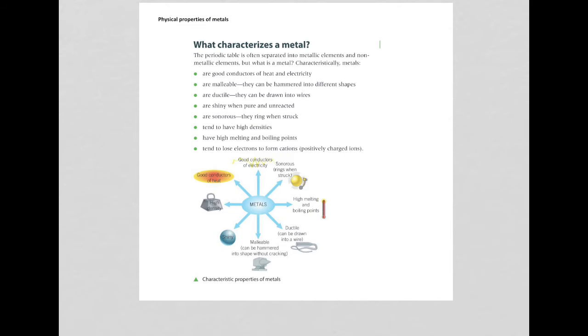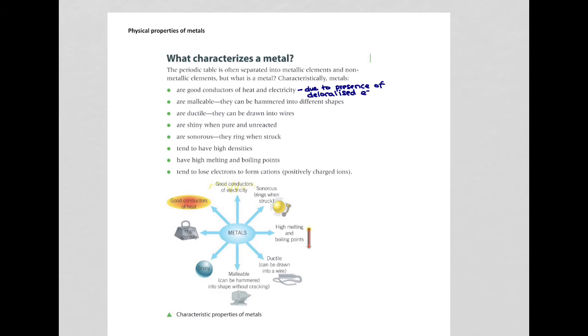This is the list of the characteristic properties of metals, and you're very familiar with these characteristics. We'll go through them quickly. So metals are good conductors of heat and electricity. And this is because of the presence of delocalized electrons. They are malleable, they can be hammered into different shapes, and they are ductile. Ductile means they can be drawn into wires. You need to know the definition of malleable, and you need to know the definition of ductile.